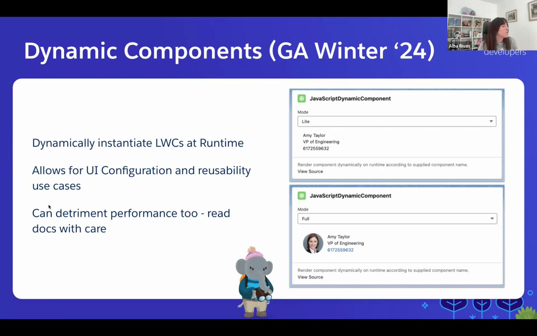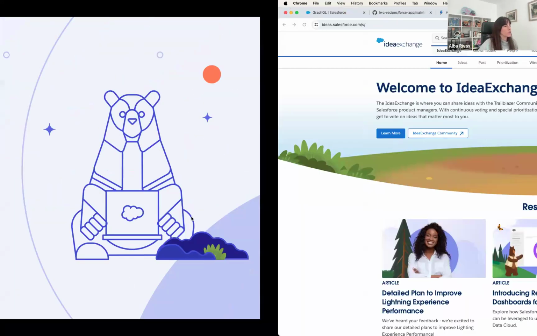It's important to adopt this feature also with some caution, because it can be detrimental to performance if you don't do it in the right way. Everything is explained in the documentation. So if you plan to adopt dynamic components, go to the documentation and read which is the correct way of using the feature. And again, we have some demos.